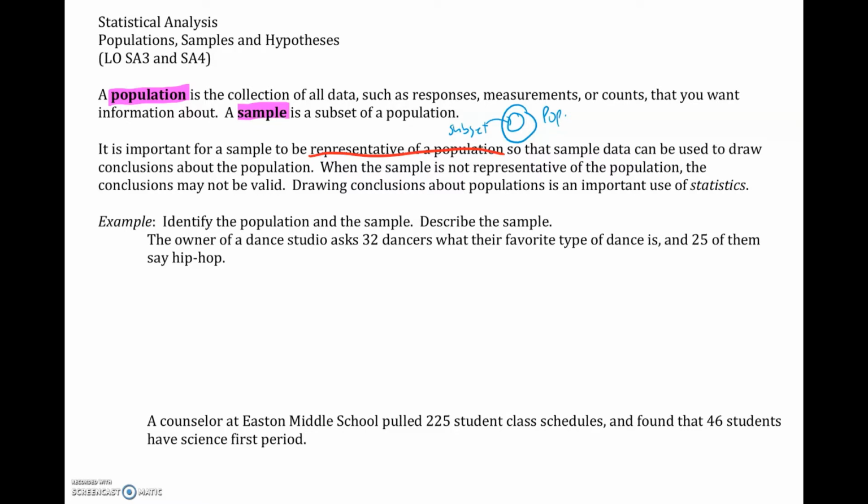So in the first example, we're just going to identify what is the population, identify the sample taken out of that population, and then we want to do a couple sentences or one sentence describing what the sample is. So first, if we look at the situation, the owner of a dance studio asks 32 dancers what their favorite type of dance is, and 25 of them say hip hop. So if you're thinking, okay, well, this owner is trying to find information about what? Well, the owner is the owner of a dance studio, and he or she is trying to figure out the dancers' favorite type of dance, right? So probably going to want to figure out everybody in the dance studio.